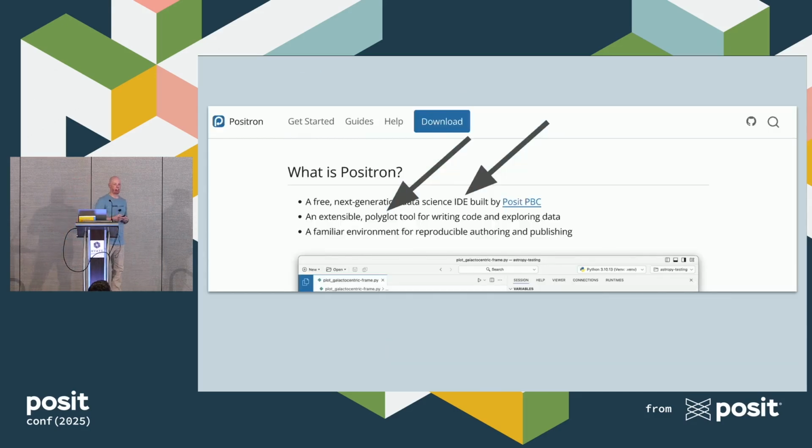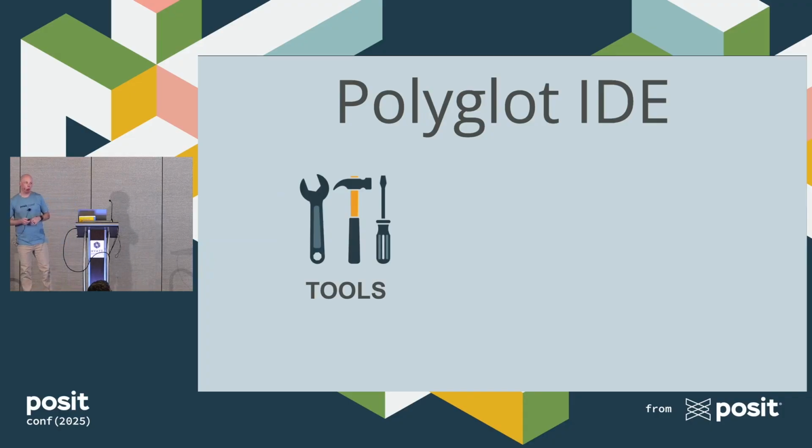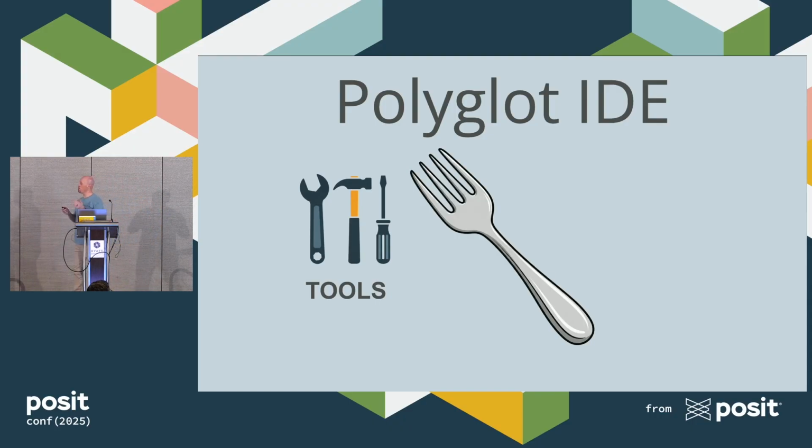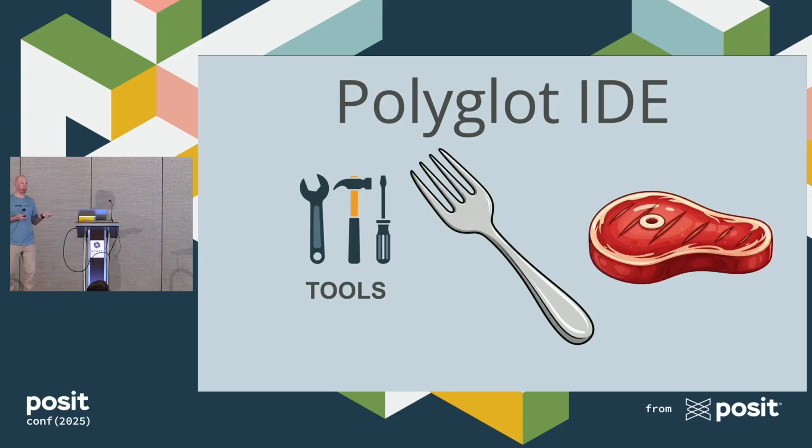So let's go back to Positron. We now know that Positron is a polyglot IDE. How can we use a metaphor to explain this to someone who's potentially not in the data science field? We're going to use tools for this metaphor. So I might explain polyglot IDE, Positron, to someone else and compare it to maybe a fork. A fork is a really great tool that's used to consume certain types of food, like steak.